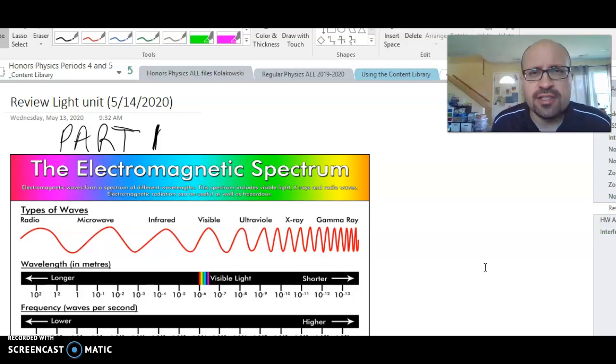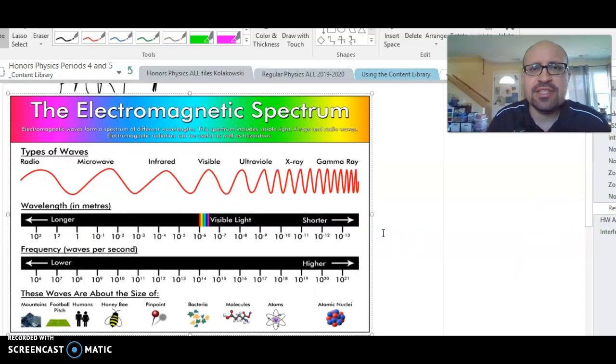Let's start with the electromagnetic spectrum. The electromagnetic spectrum examines the type of radiation that we have discovered in science. We go from the low frequency radio waves to the high frequency gamma rays.